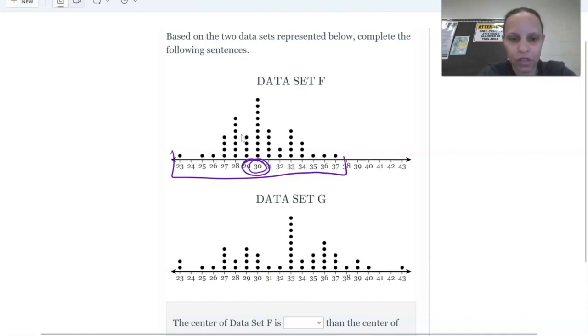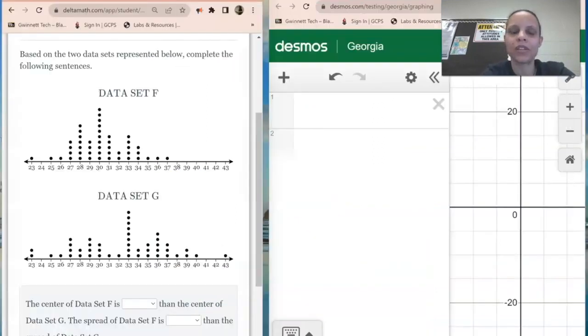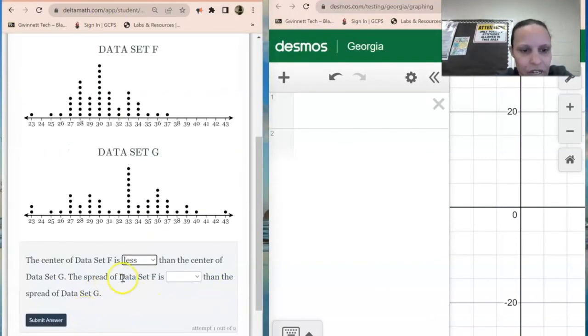Where would the middle of this one be? So it's coming from here all the way to here. Most of the data is on this side, so I would say maybe 32, 33. So that means the center of G is more than the center of that one. What about the spread? Well, I just highlighted the spread right here. This is how spread out the data is. Whereas over here, it's definitely more spread out, right? So the spread is more for G. So center and spread is more for G. And that's what you're visually doing with each question. So the center of data set F is less than the center of data set G, the spread of F is less than G.